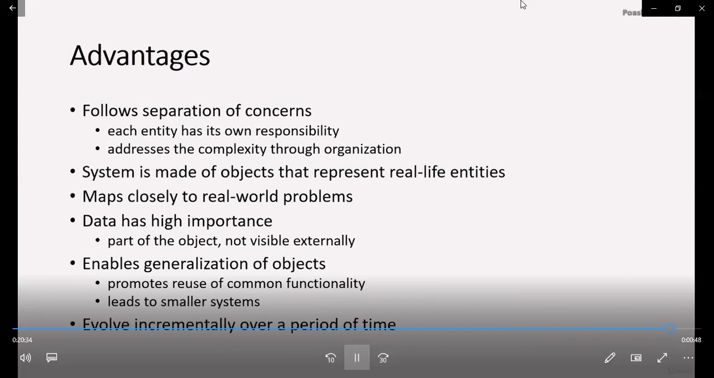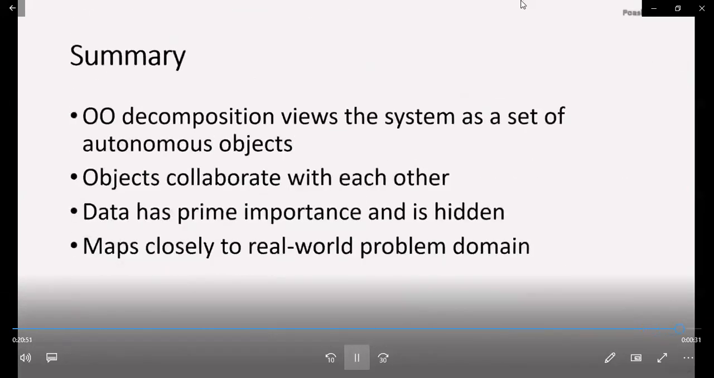It is also possible for a system designed with object-oriented decomposition to evolve incrementally over a period of time by adding new and better objects. So by now you must have realized that object-oriented decomposition is obviously much better than algorithmic decomposition for large-scale software development. So let's quickly summarize the important points that we have discussed in this video.